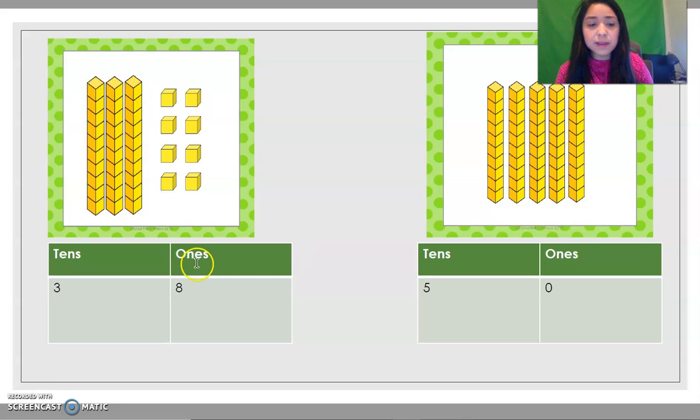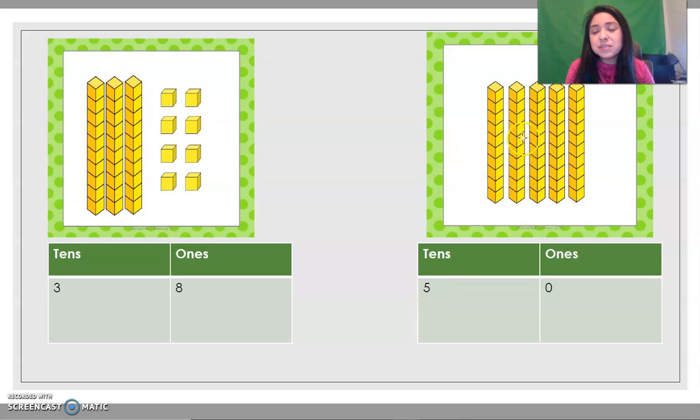Okay, here are our answers. I saw 3 long poles, 3 long 10 groups, so I put those in the tens column. I saw 1, 2, 3, 4, 5, 6, 7, 8, 8 ones blocks, so I'm going to put those in the ones column. And then I see 1, 2, 3, 4, 5, 5 long 10 groups. So I'm going to put those in the tens column.